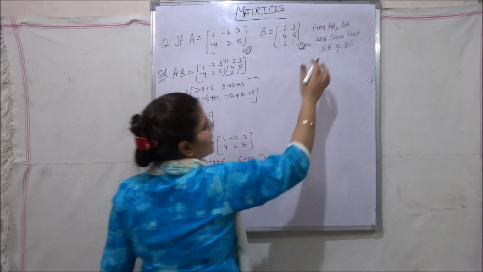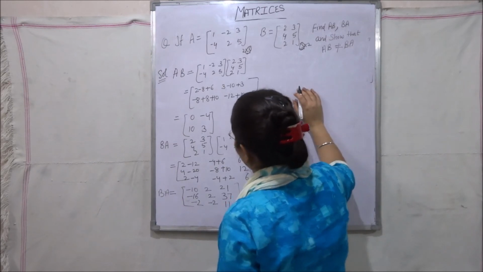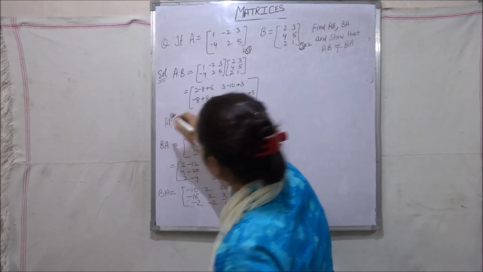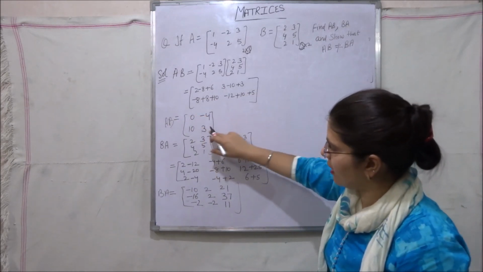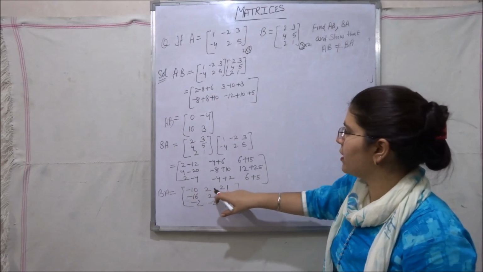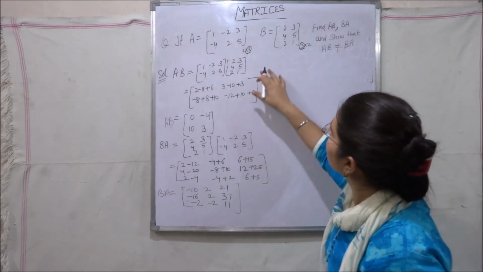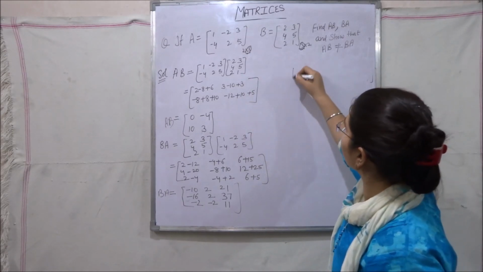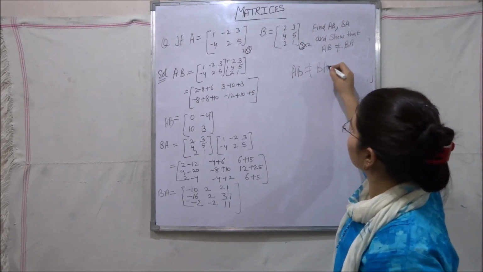Now our second step is to show that the product AB is not equal to BA. So the product AB is 0, minus 4, 10, 3 and the product BA is this. So here AB is not equal to BA. That's all.